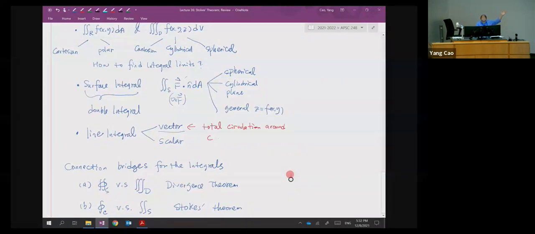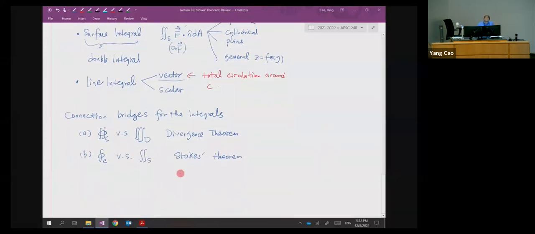Less than 10 lines of writing, right? Double integral, triple integral, surface integral, line integral, divergence theorem, and then Stokes theorem. And of course, there's also Green's theorem. I consider Green's theorem as a special case of Stokes theorem.